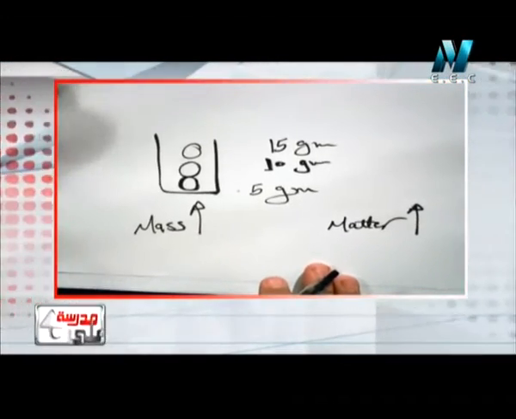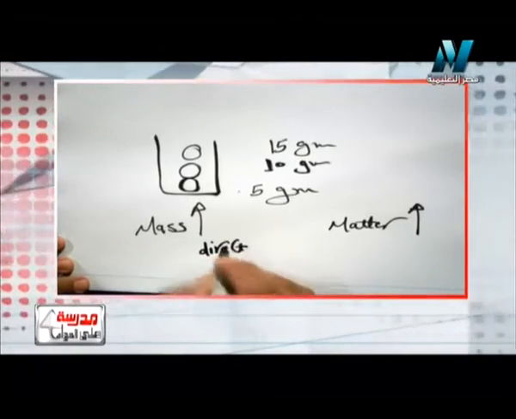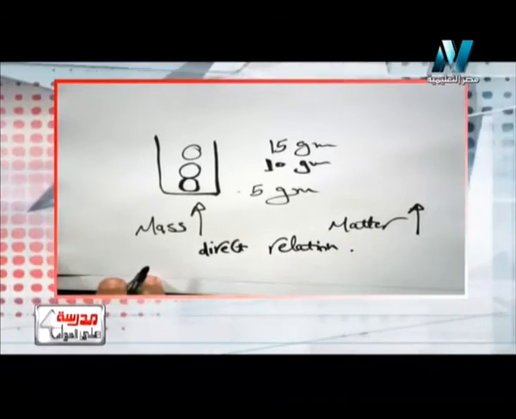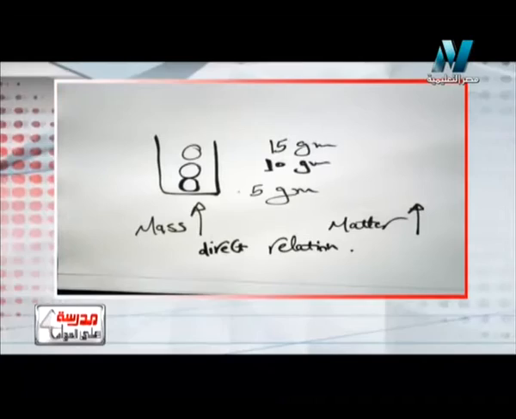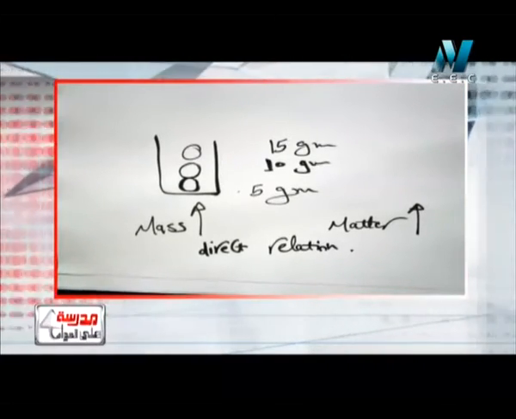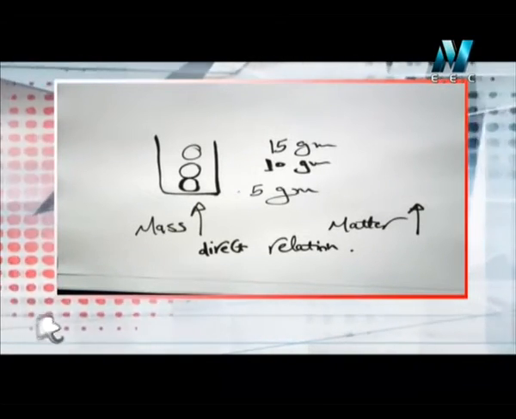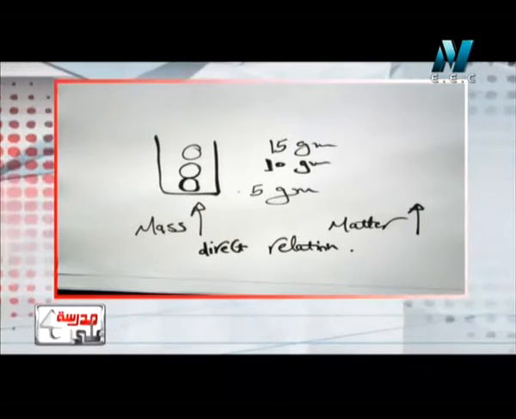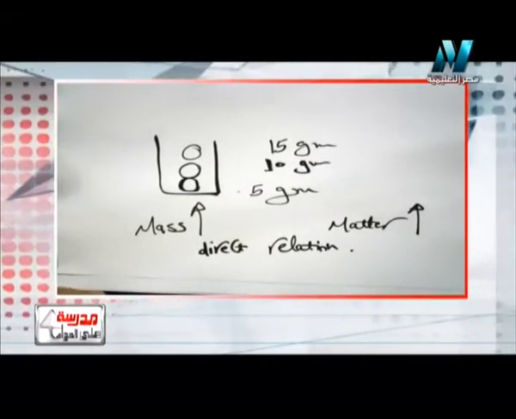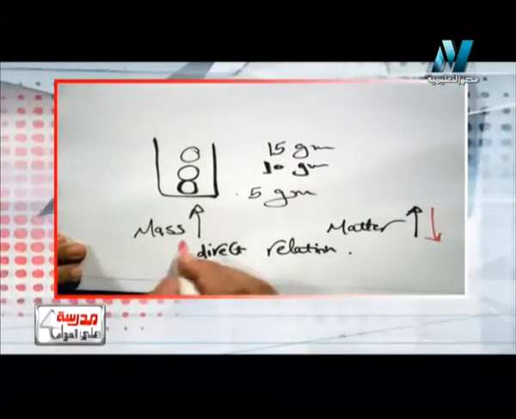This is what we called, as we studied in primary 5 last year, a direct relation. So we can say mass increases when the amount of matter increases and vice versa. What is meant by vice versa? Vice versa means when the amount of matter decreases, mass decreases too.